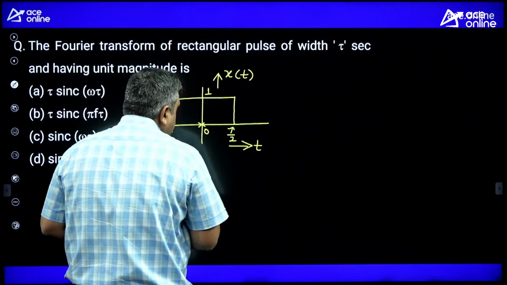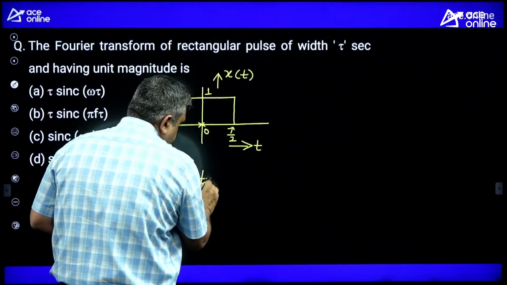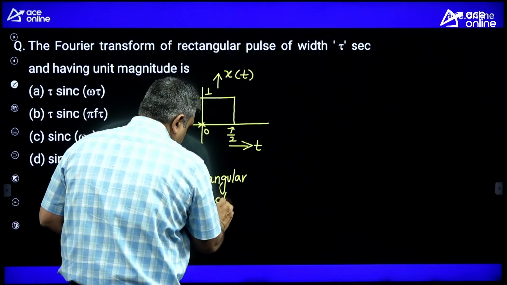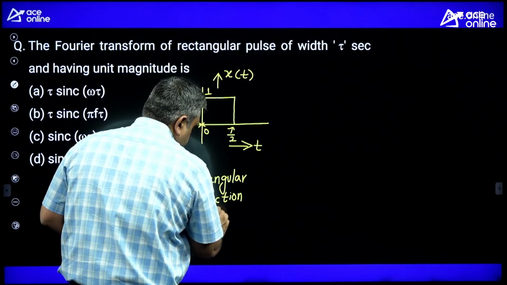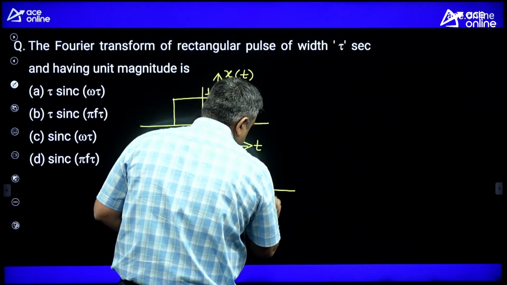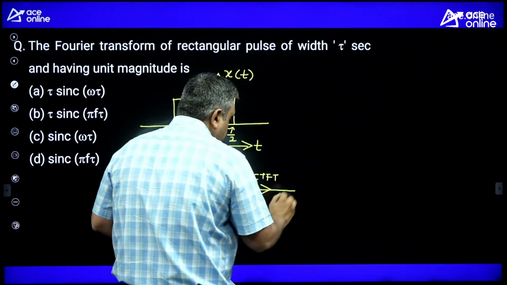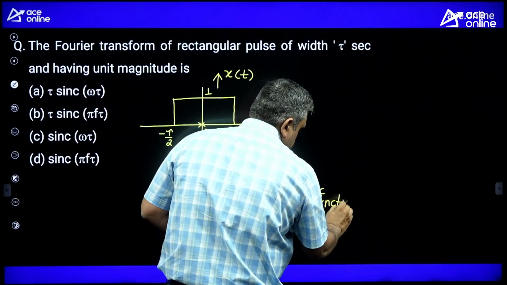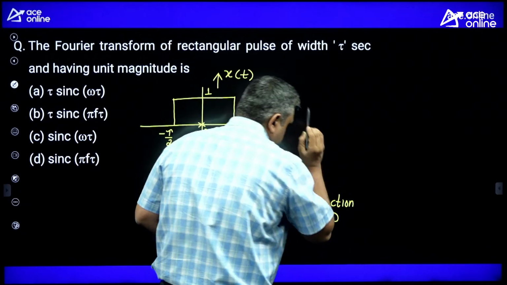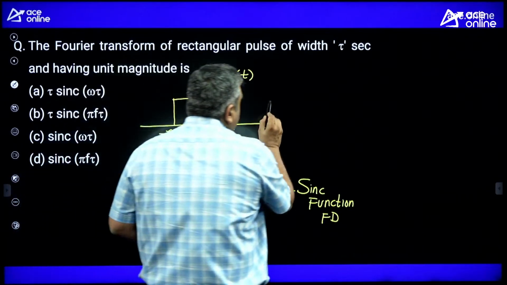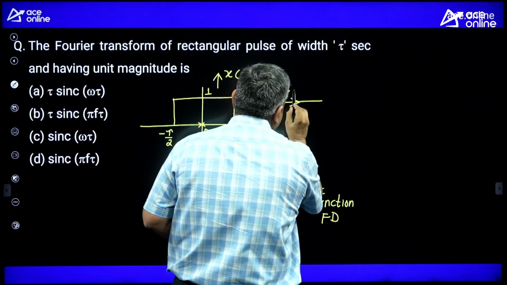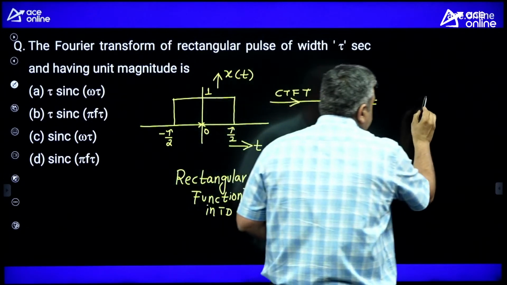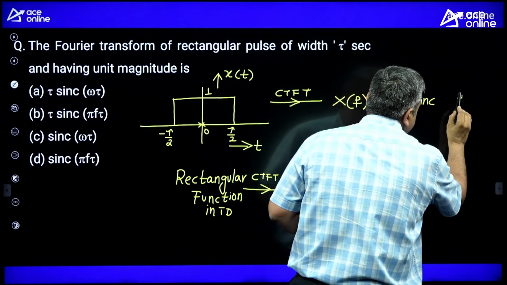The only important observation here is that when you have a signal which is a rectangular function in the time domain, then if you take its Fourier transform, it will become a sinc function in the frequency domain. That's all. So this is the standard logic. Now if you apply the Fourier transform for this, then x of f will be equal to, first write a sinc function in the frequency domain, so I am writing sinc f.